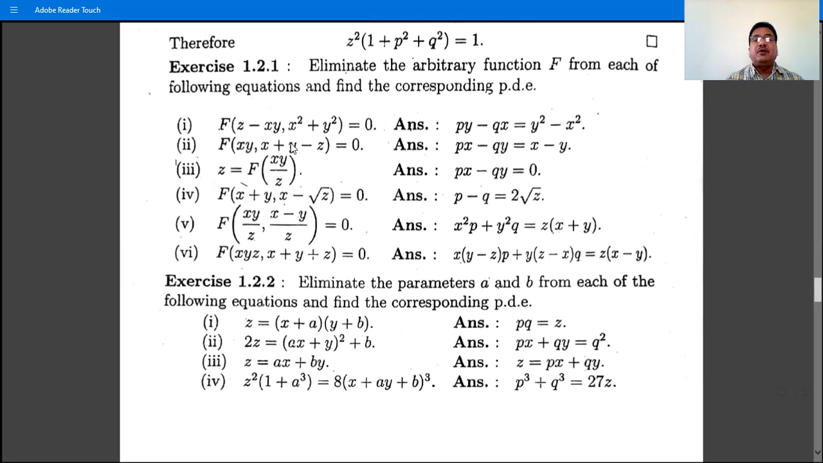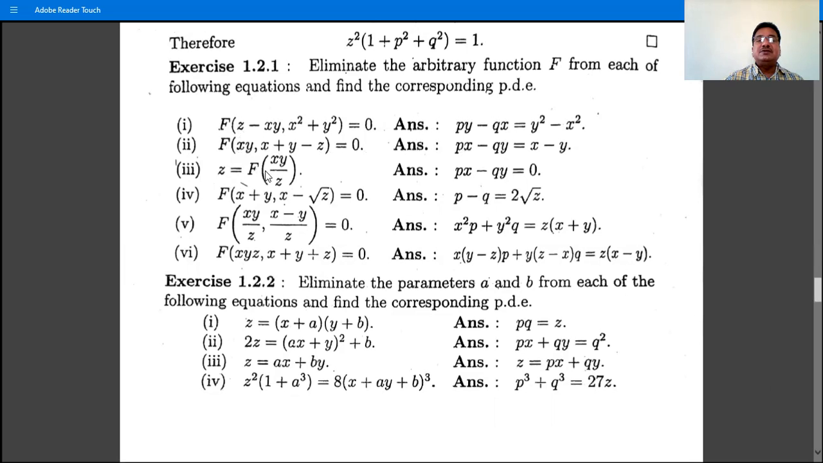Again, these are problems of the formation of differential equation: f(z − xy, x² + y²) = 0. This is a problem of the type f(u, v) = 0, where u = z − xy and v = x² + y². Then write the formula: p ∂(u,v)/∂(y,z) + q ∂(u,v)/∂(z,x) = ∂(u,v)/∂(x,y). Then find all the values of the Jacobians and substitute the values. So these are the problems of the type f(u, v) = 0.